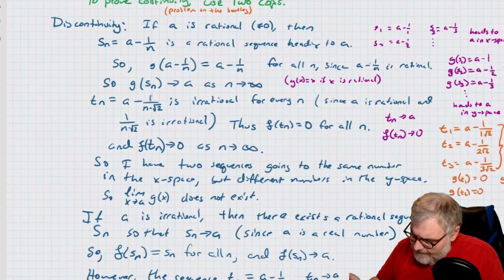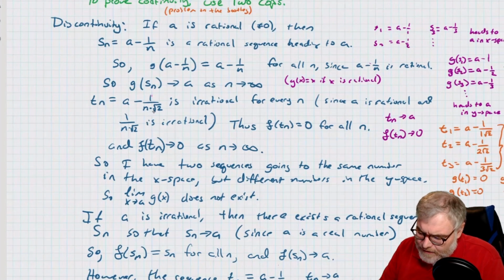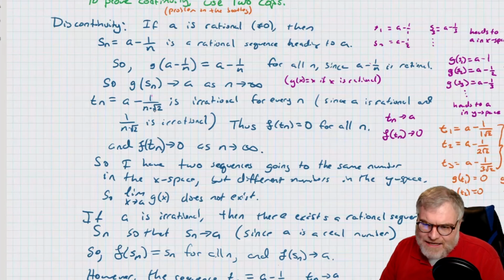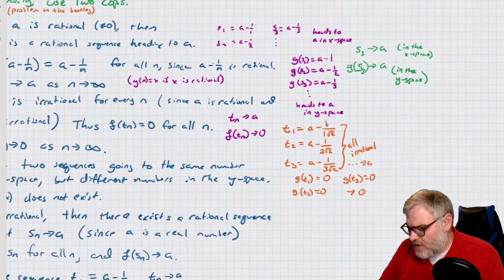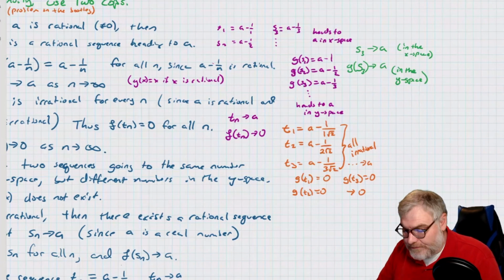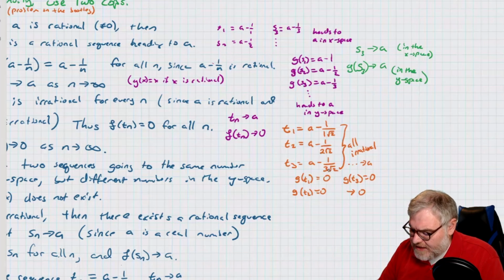Now, let's look at this other thing: a minus 1 over n times the square root of 2. 1 over n times the square root of 2 is an irrational number for every n. This thing is going to go to 0. I could even make this a minus n times pi if I wanted to. But this number is going to get bigger on the bottom, bigger and bigger, and since it's getting bigger and bigger, the whole thing is heading to 0. So, I'm sorry, this thing is heading to 0, which means that a minus this thing is heading to a. Tn goes to a in the x space.